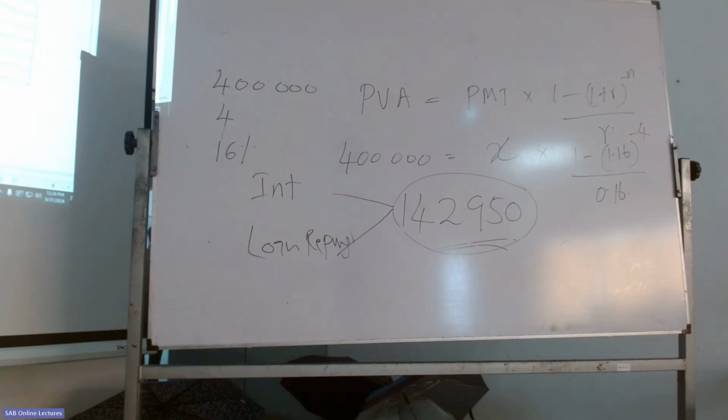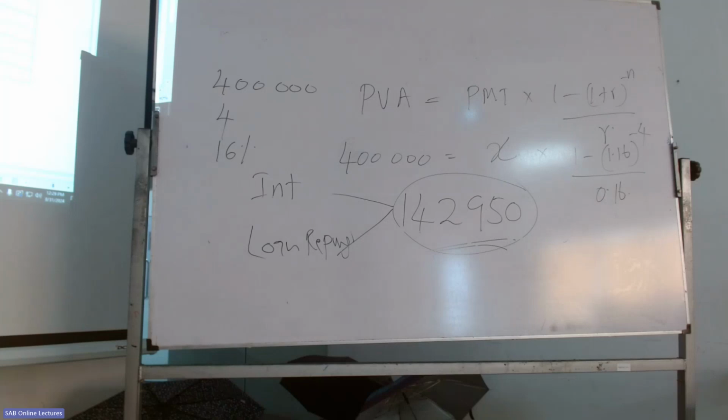So interest for the period. You can remember here, interest is 16%. So year 1, you are paying 16% interest on 400,000. Then you can calculate the interest component for year 1 on this 400,000. You have to pay 16%, so that is 64,000, the interest component for year 1.